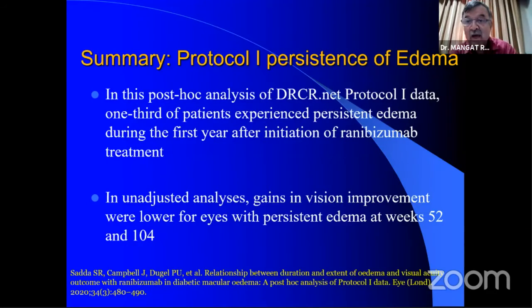This is the Protocol I, persistence of edema. This is the post hoc analysis which has been done. One third of these patients experience persistent edema during the first year after initial ranibizumab treatment. That is the strict treatment, which is almost monthly. In adjusted analysis, gains in vision improvement were lower for these eyes at 52 as well as 104 weeks. This is by Sadda et al., published in 2020. That is what is significant, that one third would still have persistent edema, which is very important information according to me.